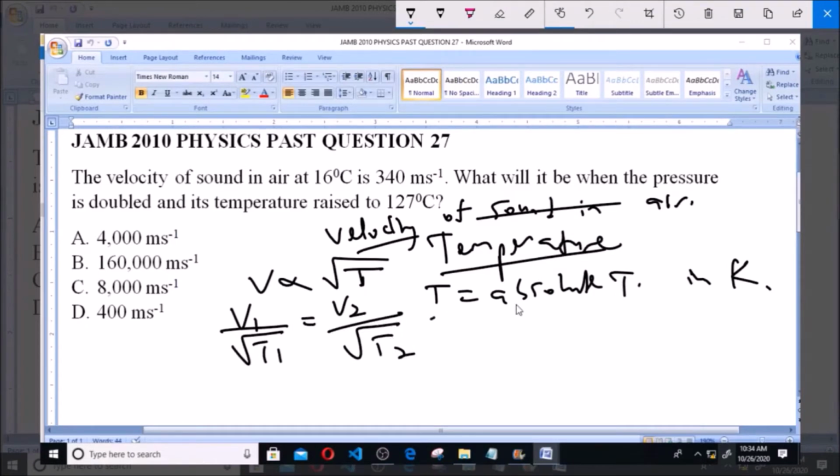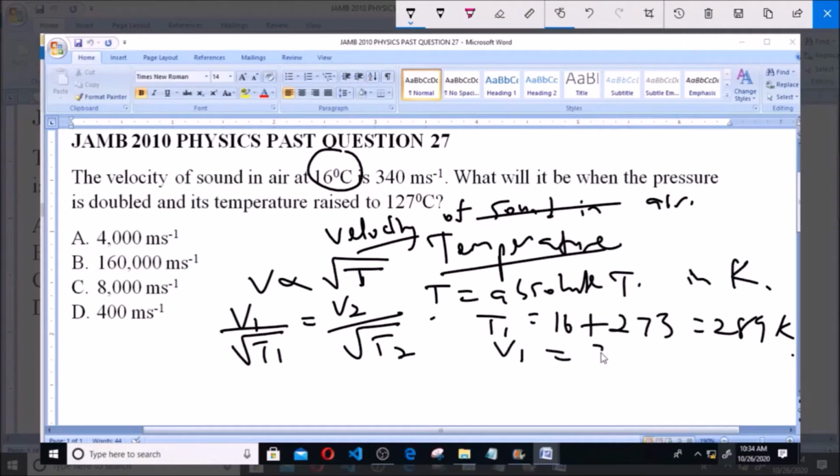Okay, so now let's look at the variables we have. Now T1, which is our initial temperature, is 16 degrees Celsius. Now remember, we say it has to be in Kelvin, so plus 273 will be equal to 289 Kelvin. Now V1 is of course 340 meters per second, whereas V2 is what we are looking for. What will the velocity be when the temperature is raised to 127 degrees Celsius? So T2 is now 127 plus 273, which is equal to 400 Kelvin.